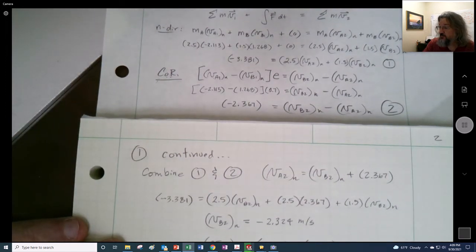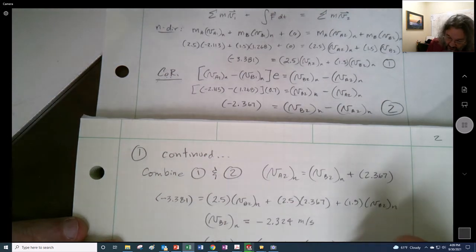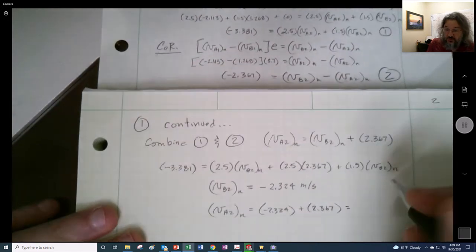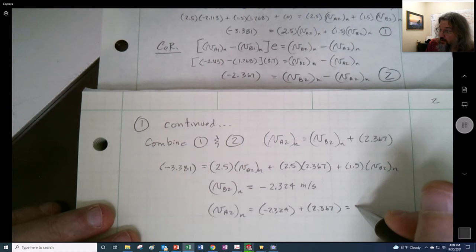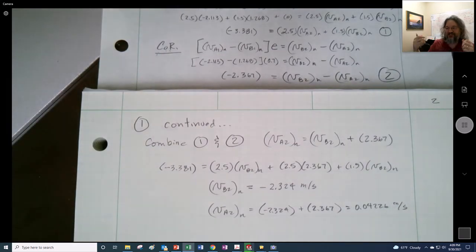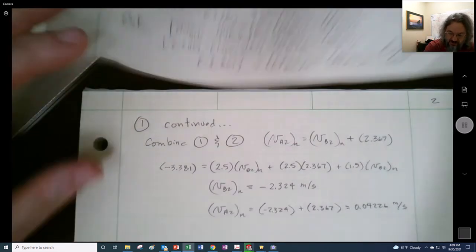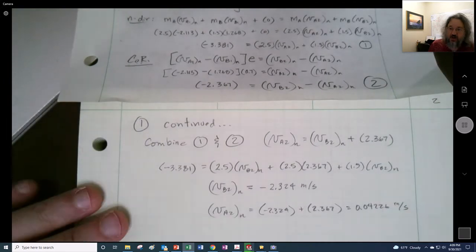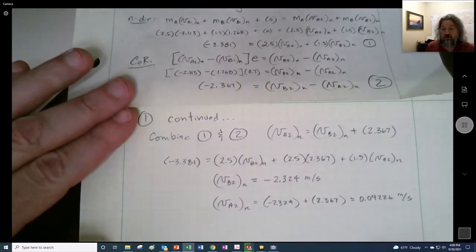I didn't plan for that, but that's okay. It's 0.04226. If we had the perfect values, we could actually make it just stop. That would be interesting. Okay, so that's only part of the solution.